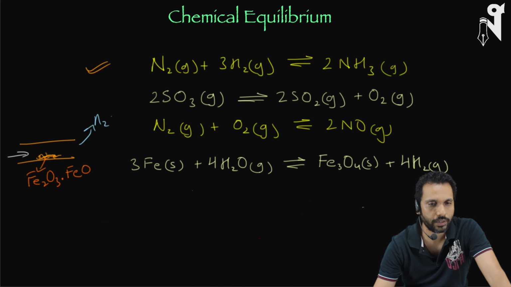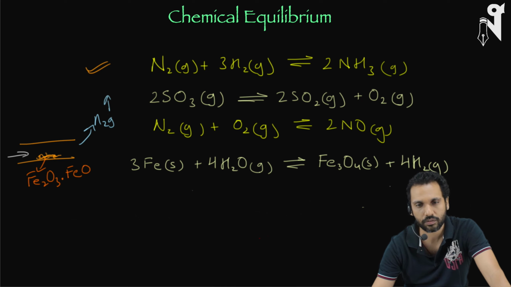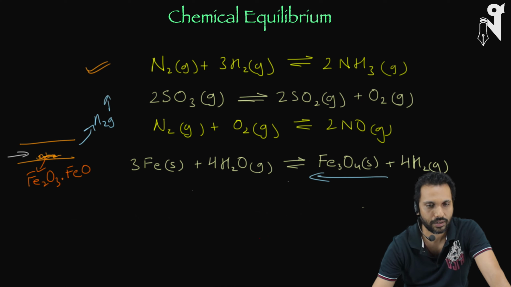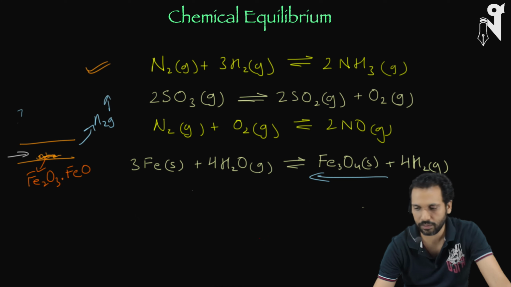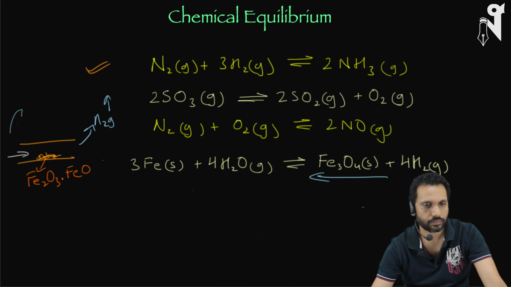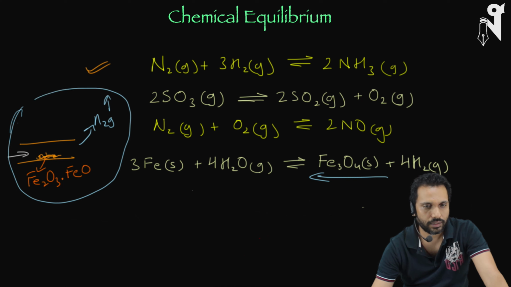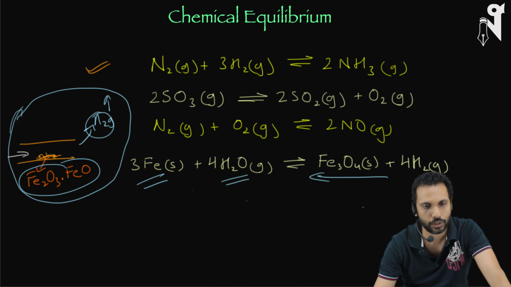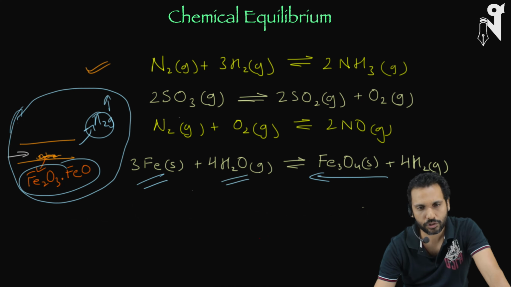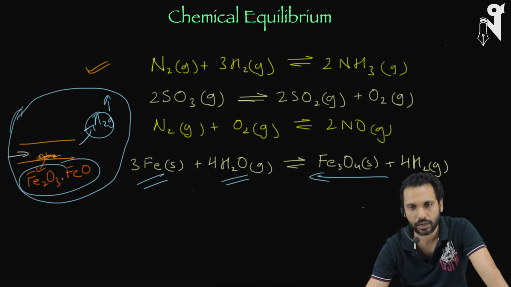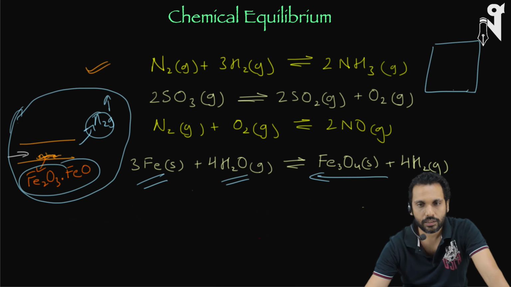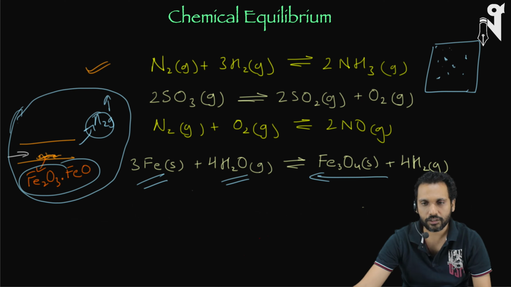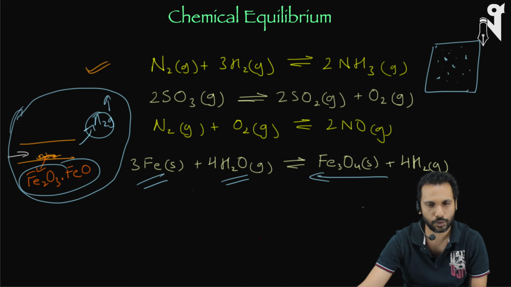Now, if you allow the gas to go away, then there is no question of this reacting back. But if this is happening in a chamber, then H2 can react back with this and produce your iron and steam. So all of this has to be in a certain trapped vessel such that the products and the reactants are reaching a certain equilibrium.